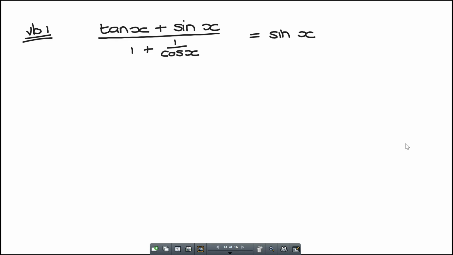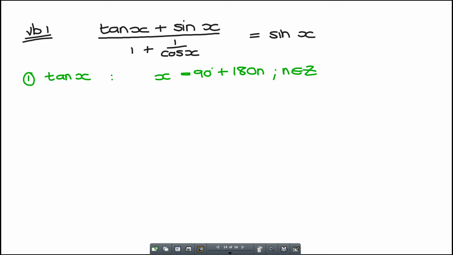Ek geef jou tan x plus sin x op 1 plus 1 op cos x is gelyk aan sin x. Okay, so let's quickly run through those 3 arrows that I made you write down. Ek gaan nou begin met die laaste enetjie. Wat sê jou derde pyltjie vir jou? If you see tan x, wat sê ons dadelik? Daar sy, okay. So as ek sien tan x, wat ek wil hê is, x is gelyk aan 90 plus 180n. So that's what you get your first mark for.